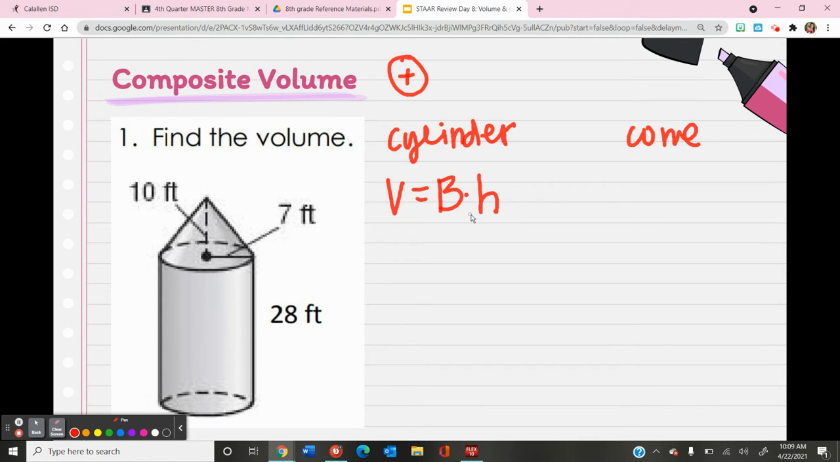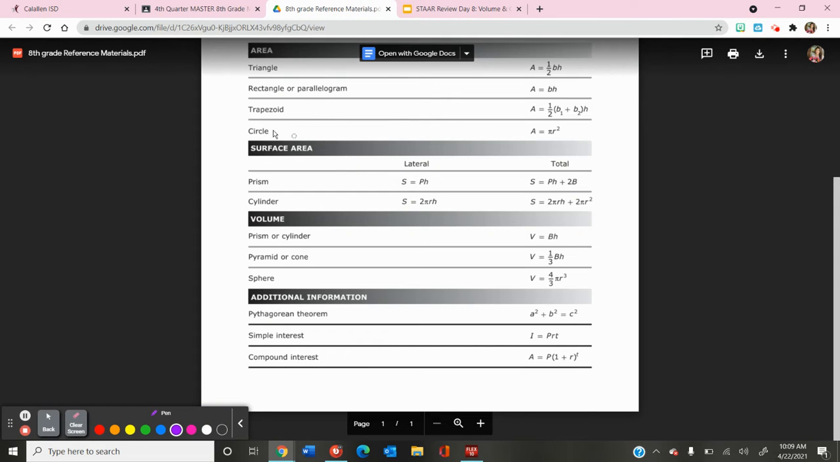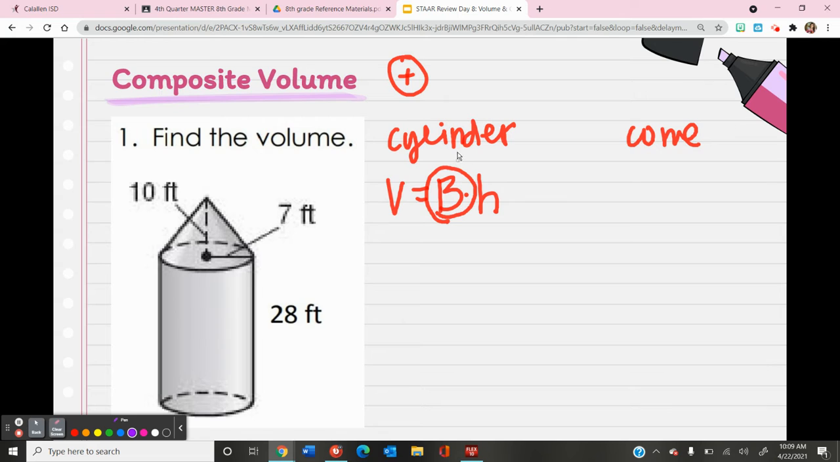Now on my cylinder, my base shape is a circle. So I need to find the formula for area of a circle. So going back to my formula chart, I go up top, I see area of a circle is pi times r squared. So to find the area of my base, it's going to be pi times r squared. I just need my radius. So up top, I see on my base that my radius will be 7. So I have pi times 7 squared.